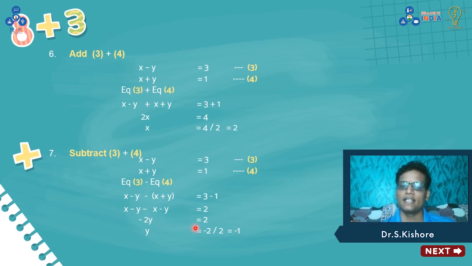2 is on both sides, you can cancel. So what will you have? Minus 2 by 2. 2 cancels, you have minus 1. So my x value is 2, my y value is minus 1. Very simple, it's done. It's very easily done.